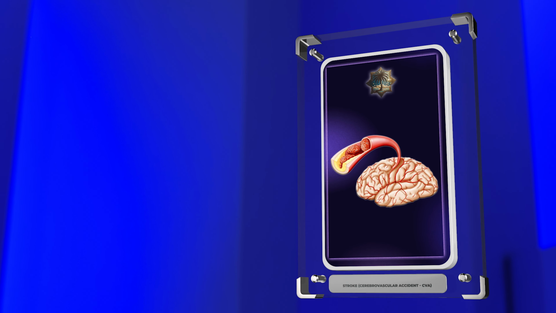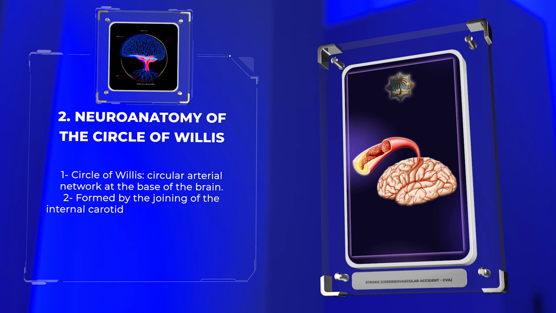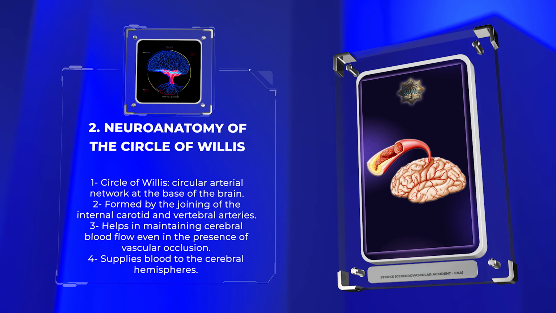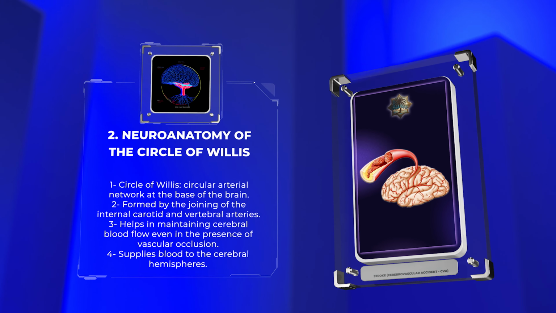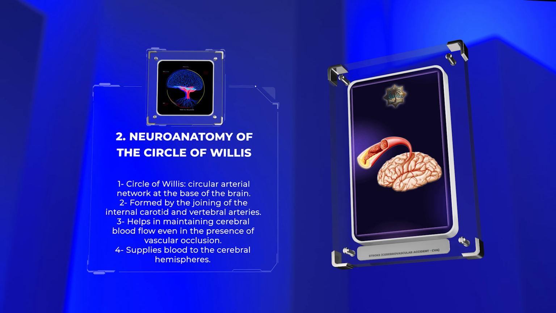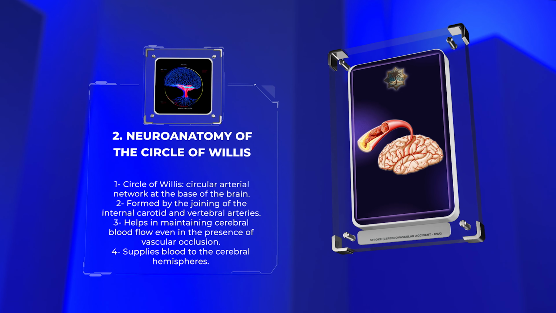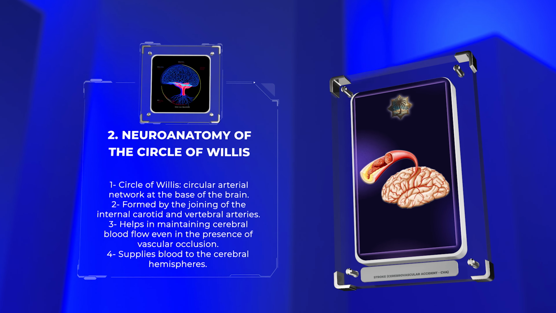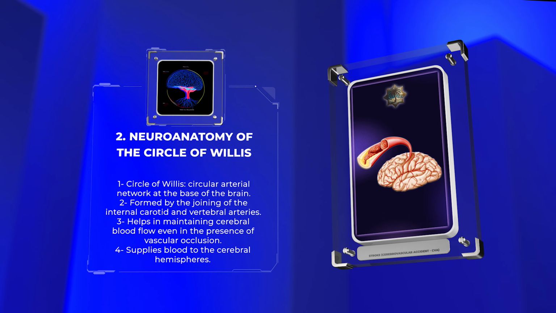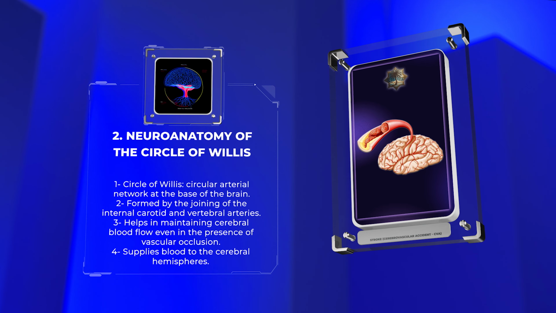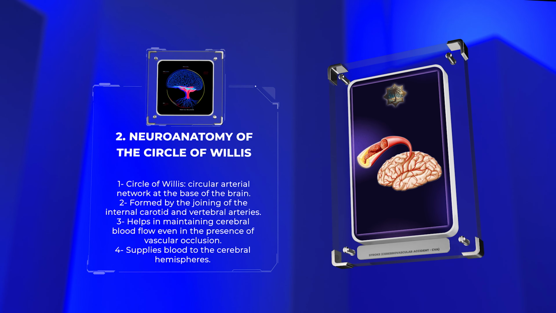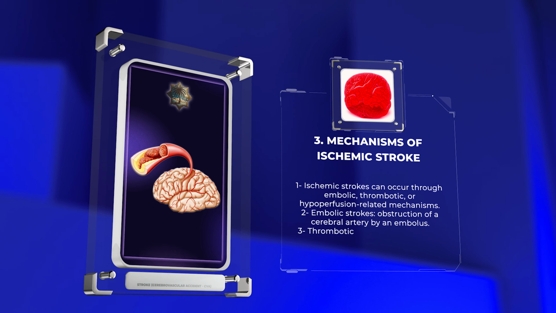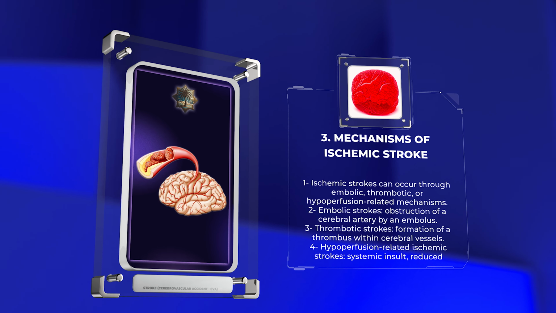Understanding the neuroanatomy of the circle of Willis is crucial in comprehending the underlying pathophysiology of strokes. The circle of Willis is a circular arterial network at the base of the brain, formed by the joining of the internal carotid and vertebral arteries. This anastomotic system helps in maintaining cerebral blood flow even in the presence of vascular occlusion. The circle of Willis supplies blood to the cerebral hemispheres and serves as a crucial collateral circulation pathway in stroke cases.